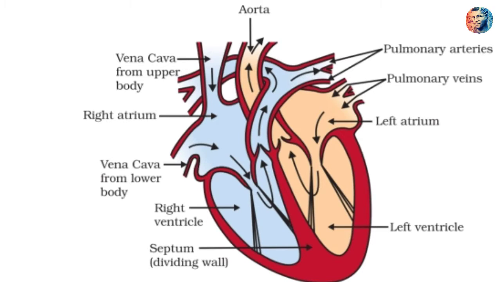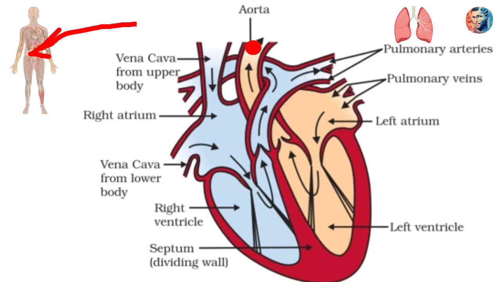Now we can discuss the flow of blood through the heart. The oxygen-rich blood comes from the lungs to the left atrium through the pulmonary vein. When the left atrium contracts, this blood goes to the left ventricle. What is the difference between the wall of the left atrium and the left ventricle? The left atrium is thin walled, okay. The left ventricle is thick walled. When the left ventricle contracts, this blood goes to different parts of the body through the aorta.